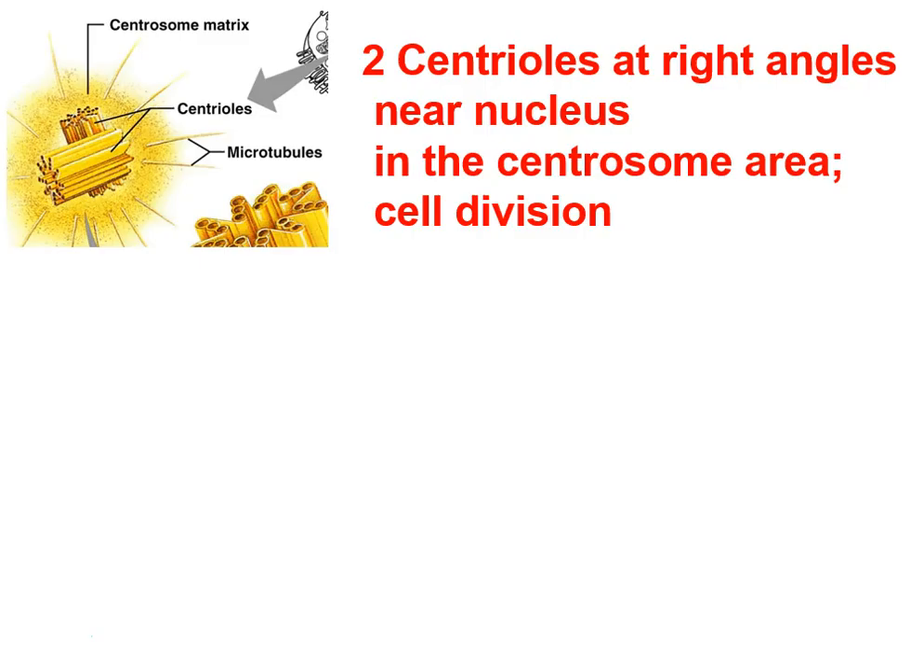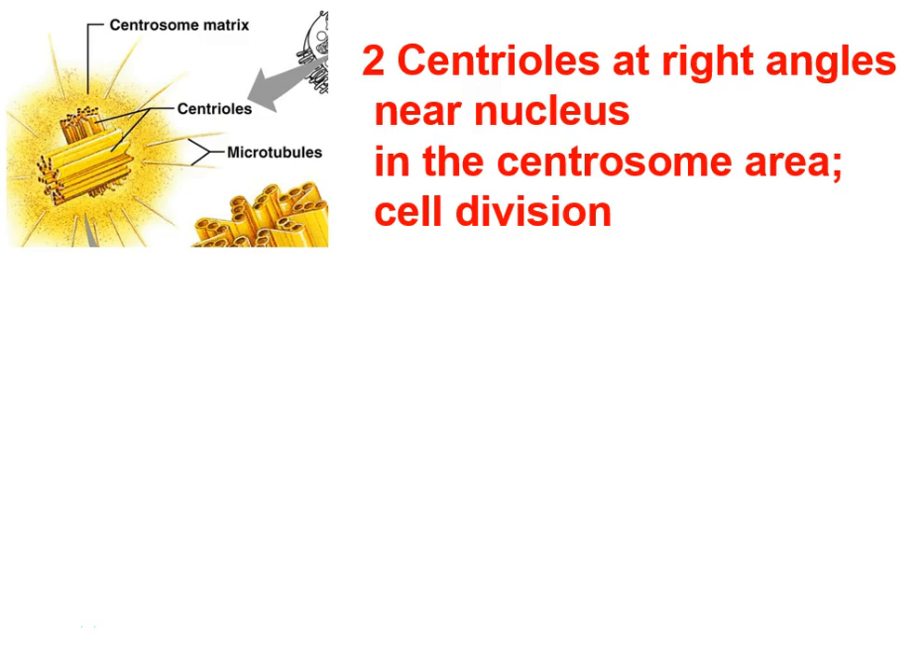Another two structures that you see in the cell that are associated with the cytoskeleton are centrioles. And in cells that have centrioles, you find two of them at right angles to each other. Notice that they're actually made of several microtubules in triplet. You have 1, 2, 3, 4, 5, 6, 7, 8, 9 arranged around a circle. These centrioles are important in cell division.